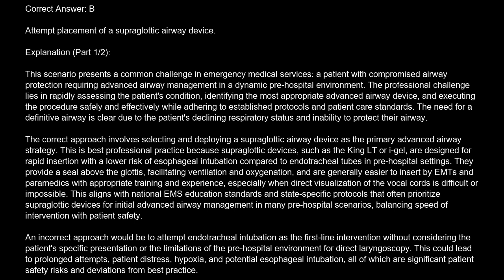The need for a definitive airway is clear due to the patient's declining respiratory status and inability to protect their airway. The correct approach involves selecting and deploying a supraglottic airway device as the primary advanced airway strategy. This is best professional practice because supraglottic devices, such as the King LT or iGel, are designed for rapid insertion with a lower risk of esophageal intubation compared to endotracheal tubes in pre-hospital settings.